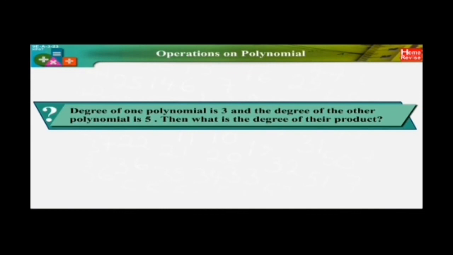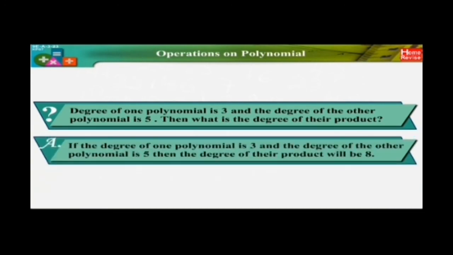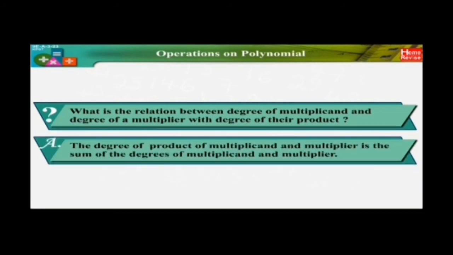The degree of one polynomial is 3 and the degree of the other polynomial is 5. Then what is the degree of their product? If the degree of one polynomial is 3 and the degree of the other is 5, then the degree of their product will be 8. What is the relation between the degree of multiplicand and multiplier with the degree of their product? The degree of the product is the sum of the degrees of multiplicand and multiplier.